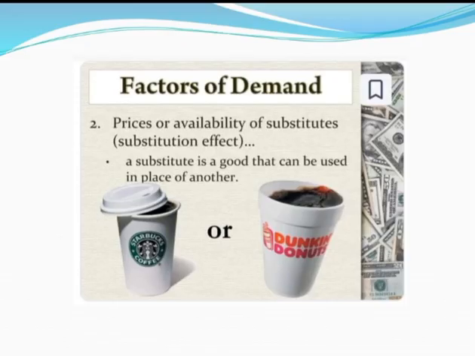The next one is the price or availability of substitutes, which is called the substitution effect. A substitute is a good that can be used in place of another. If someone wants tea but doesn't get it, then they tend to take coffee. Let's see an example. Suppose the price of tea is 8 rupees and the price of coffee is 10 rupees. So tea lovers tend to drink tea, right?